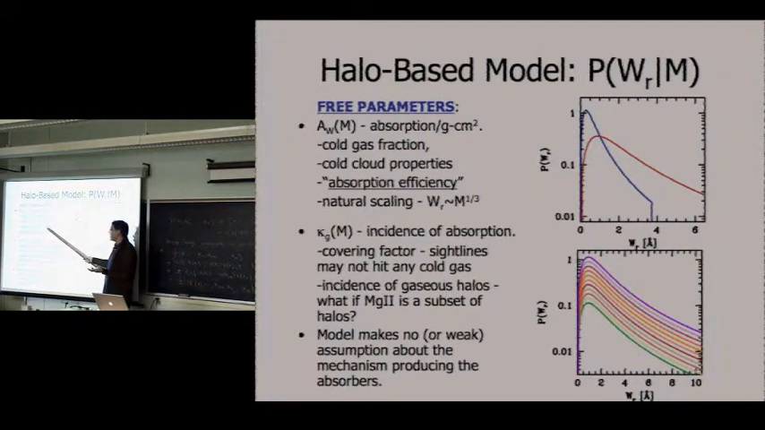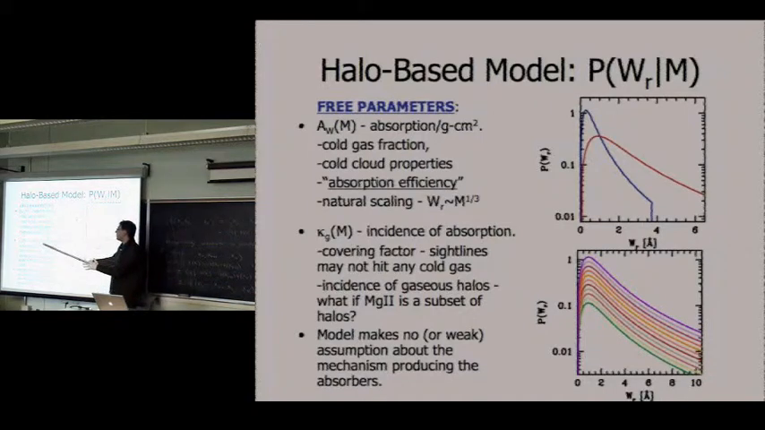And if this was constant, if you had the same absorption efficiency in all halos of all masses, but the bigger halos had more gas, W would go as mass to the third power. It's the canonical idea that the equivalent width would increase with the halo mass. So that governs what the shape of this distribution is. Here is strong mean absorption, here is weak mean absorption.